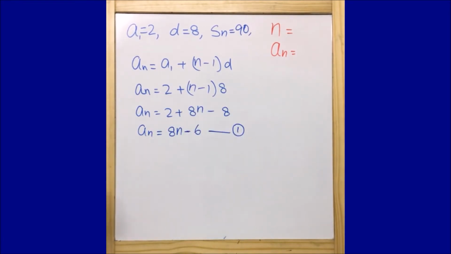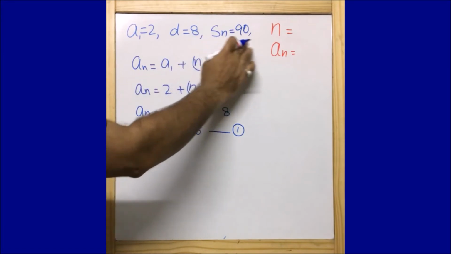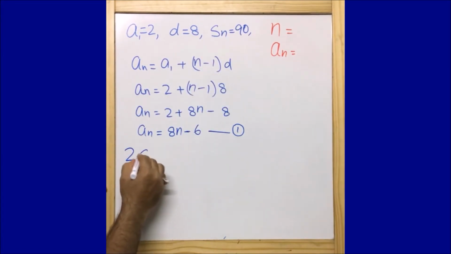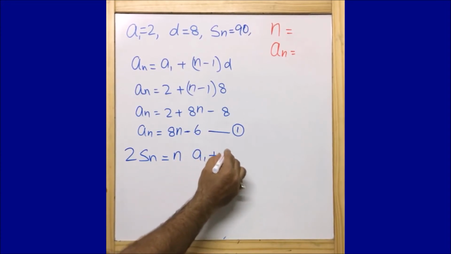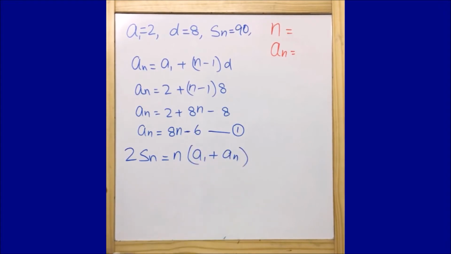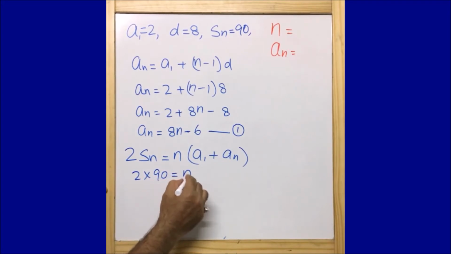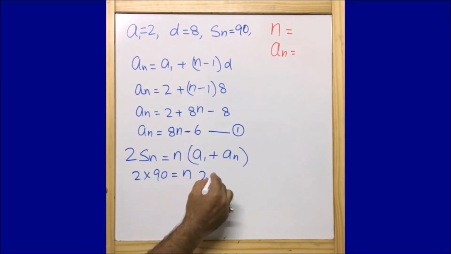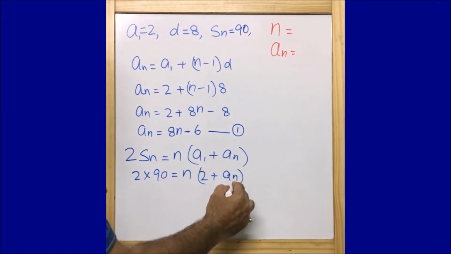Now we very well know the sum of the arithmetic sequence formula, because here they have also given Sn is equal to 90. So let us also utilize this data. Now I can write 2Sn is equal to N into A1 plus An. Here 2Sn value is 90, so I can write 2 into 90 is equal to N into A1, which is 2, plus An. Now I will replace this value with equation 1.